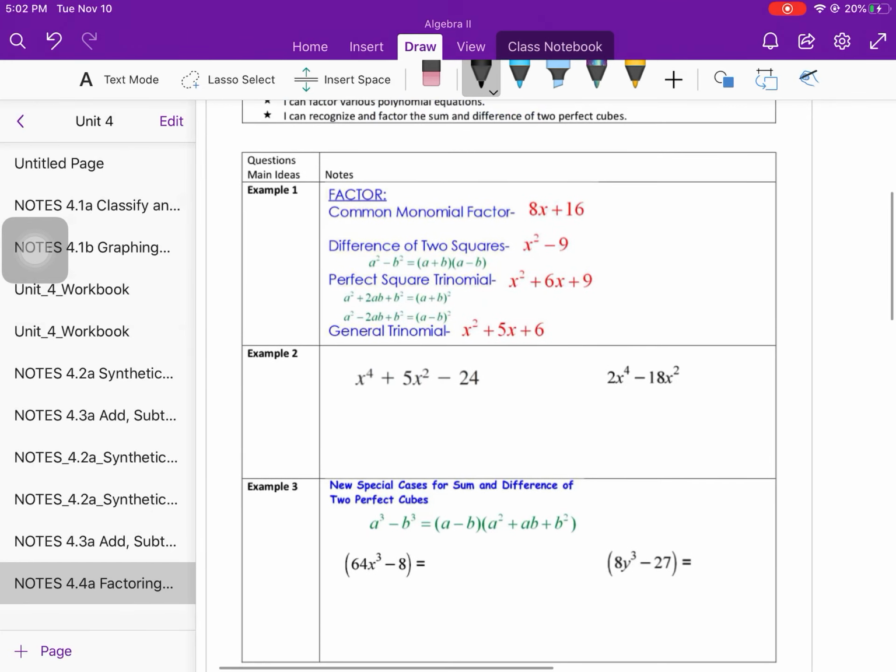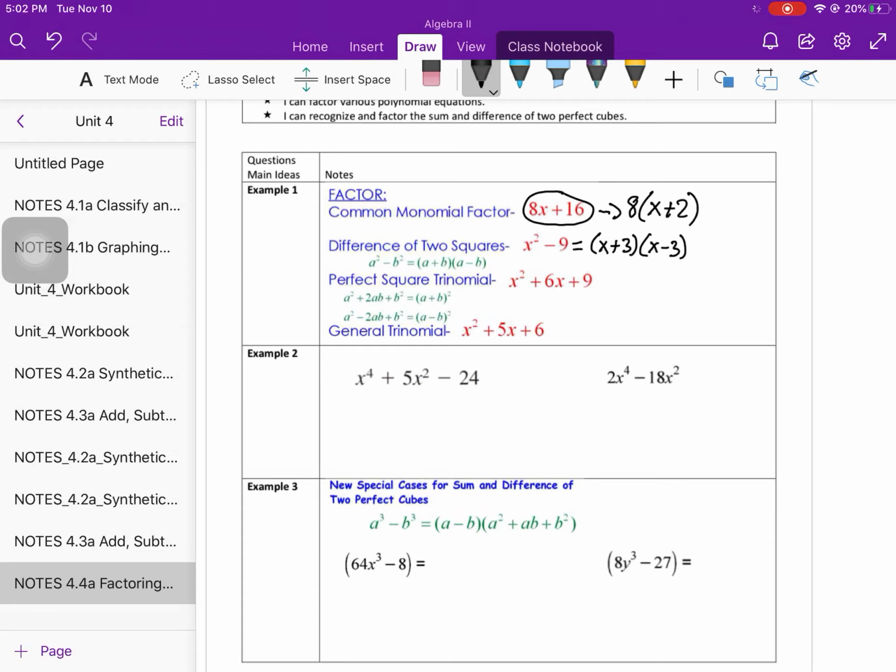with quadratics. So if you look at this first example, common monomial factor is where we look at what can you take out of both terms. So we could factor this out as 8 and x plus 2. That's where we're just looking for the GCF. Then we have that difference of squares, which remember we talked about earlier, is just x plus 3, x minus 3. How do you get x squared? X times x. How do you get 9? 3 times 3. And then we have one of each sign.